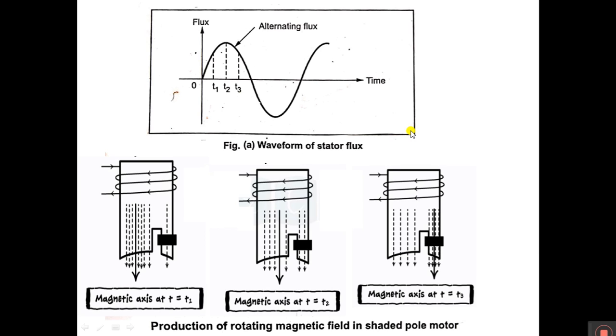So this is the total diagram for all three regions. In the first region, most of the flux is located in the unshaded portion. In the second case, flux is uniformly distributed, and in the third case most of the flux is in the shaded area. So here is the starting place, here the middle, and this is the end. So the uniform rotation, from left to right, starts to rotate the rotor.